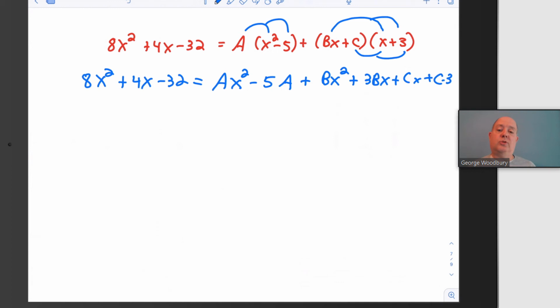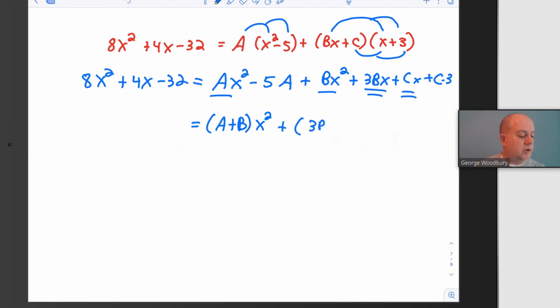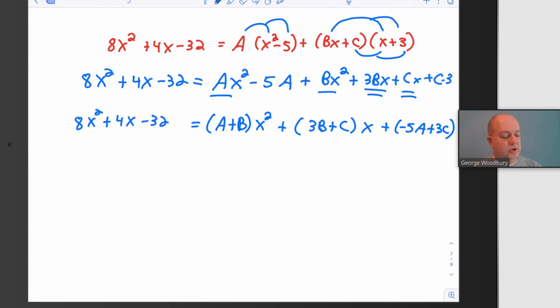Let's group terms on the right-hand side by their degree. So ax squared and bx squared, I can write that together as a plus b times x squared. Then I can take the terms of degree 1. I've got this 3bx and cx, so plus 3b plus c times x. And finally, I can pull the remaining 2 terms, which are constants, plus negative 5a plus 3c. And that's still equal to 8x squared plus 4x minus 32.